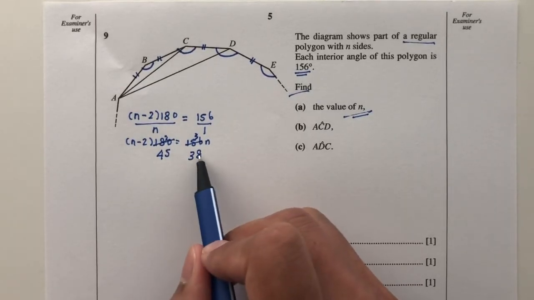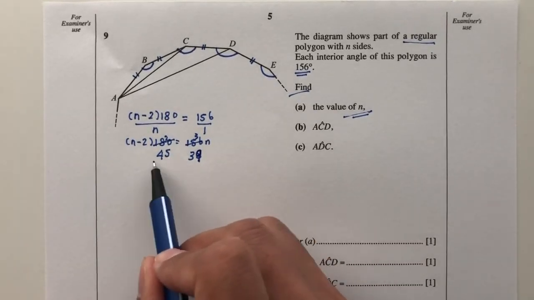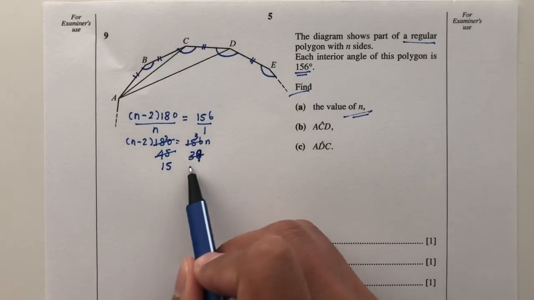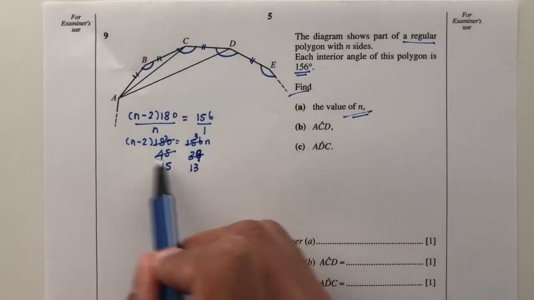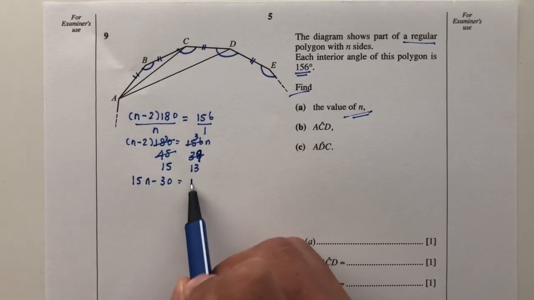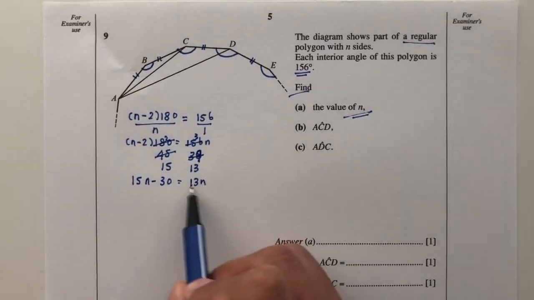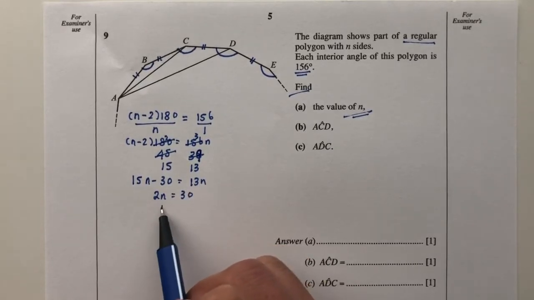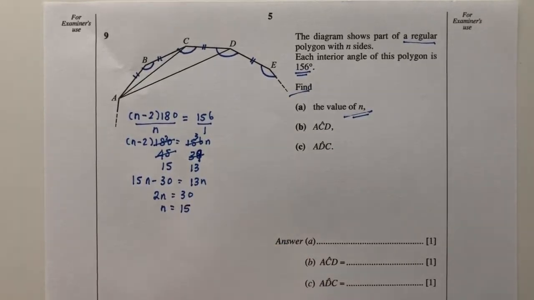Wait, so we have 9 actually. Here 9, not 8. Now divide by 3. You will have 15. You will have 13. So let's expand. You will have 15n minus 30 equal to 13n. Now bring n on this side. You will have 2n equal to 30. So n equal to 15. So the value of n is 15.